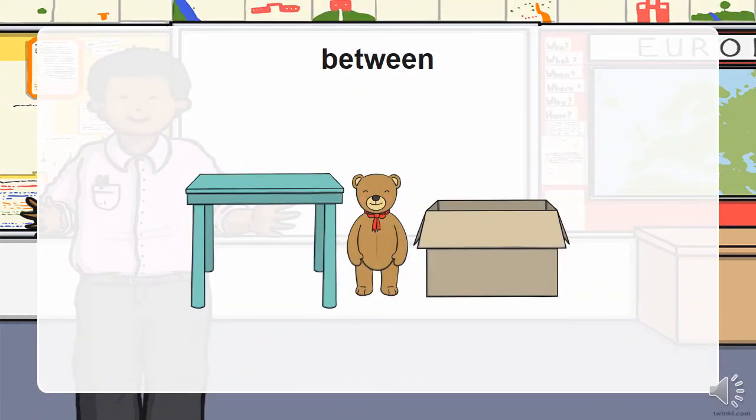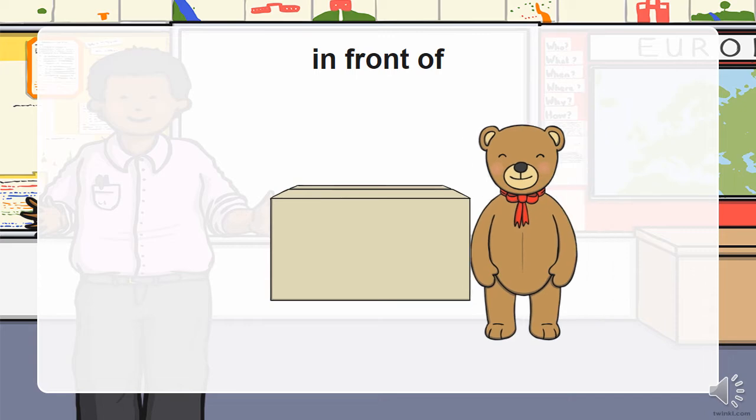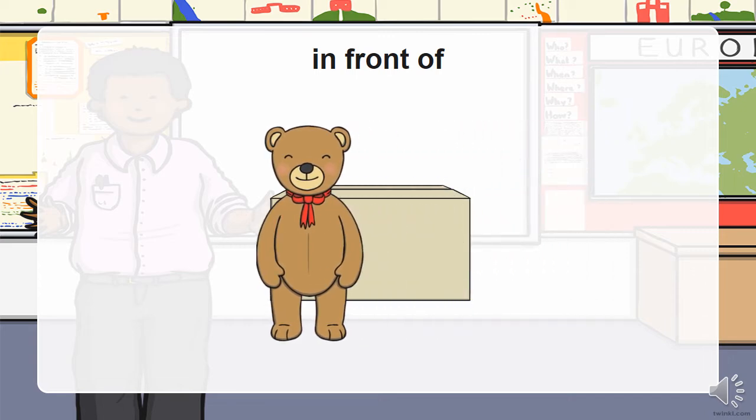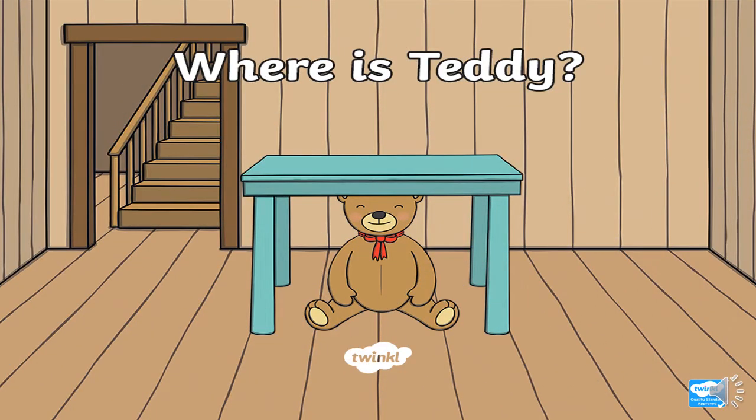The bear is between the table and the box. The bear is in front of the table. The bear is behind the table. So let's guess one more time. Where is the bear?